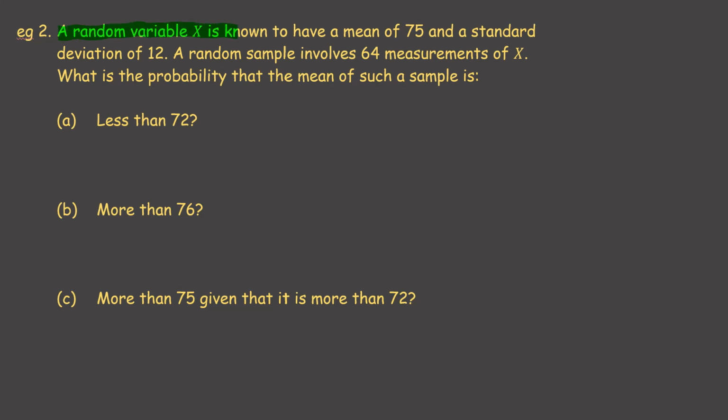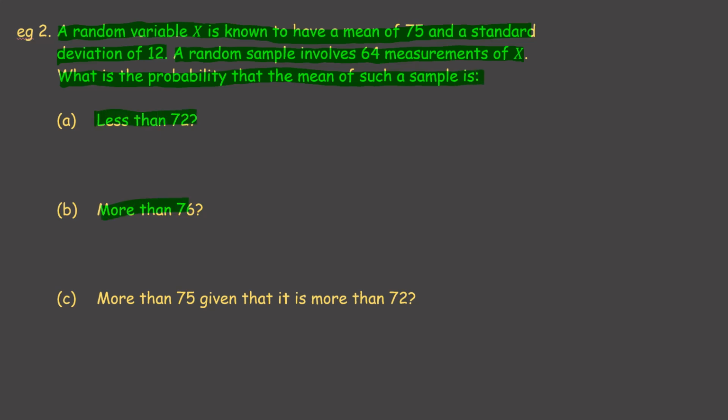A random variable x is known to have a mean of 75 and a standard deviation of 12. A random sample involves 64 measurements of x. What is the probability that the mean of such a sample is, first of all, less than 72, then we're going to do more than 76, and then more than 75 given that it is more than 72. There's some preliminary work to do first here.